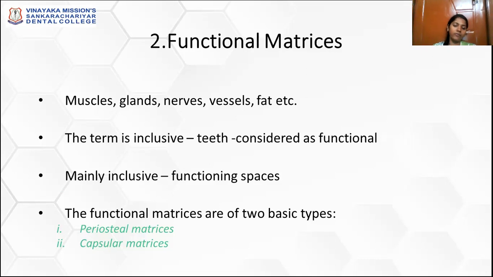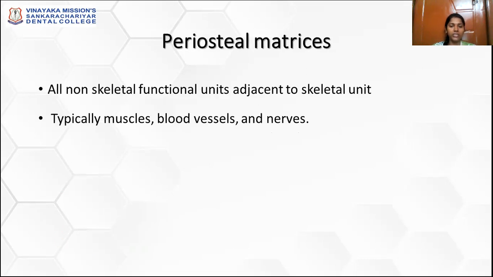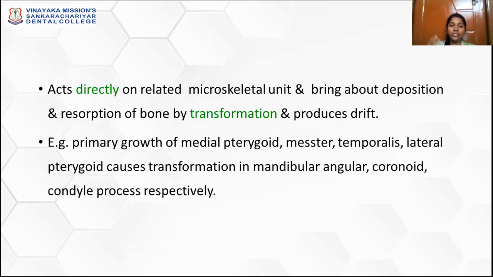The functional matrices are of two basic types. One is periosteal and the other is the capsular matrix. The periosteal matrix is the small non-skeletal functional unit immediately adjacent to your skeletal unit, like your muscles, glands, blood vessels, nerves, and the teeth. Remember teeth also. And these act directly on your microskeletal unit. So whenever there is a change in this periosteal functional matrix, there will be an immediate change in your microskeletal unit, either deposition or resorption. Whenever such things happen, there is a transformation or a cortical drift.